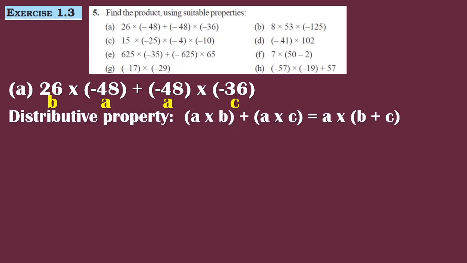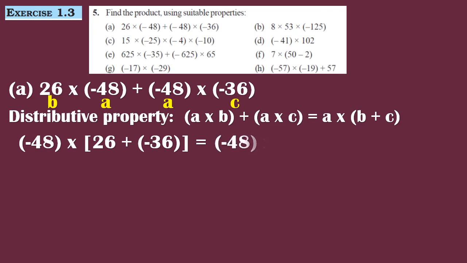So here we have to use the distributive property. It is of the format a into b plus a into c equals a into b plus c. So here a is minus 48, b is 26, c is minus 36. So it will be minus 48 into 26 plus minus 36. What is 26 plus minus 36? You need to find the difference, that is 10, and here 36 is the bigger number and the sign is negative. So the answer will be minus 10. So minus 48 into minus 10 is equal to 480. Positive answer.